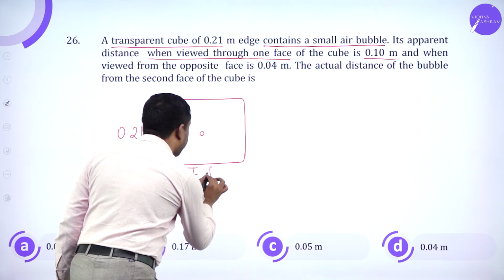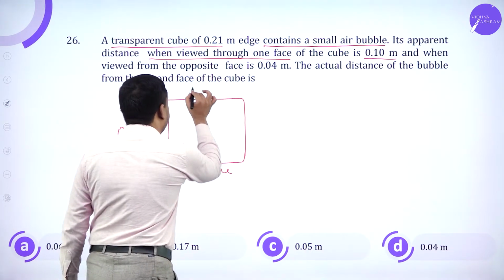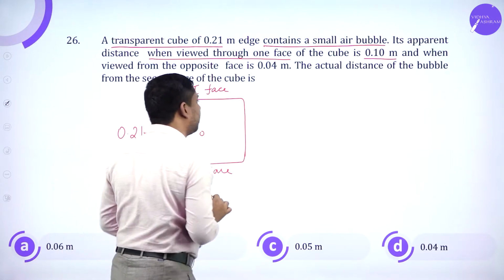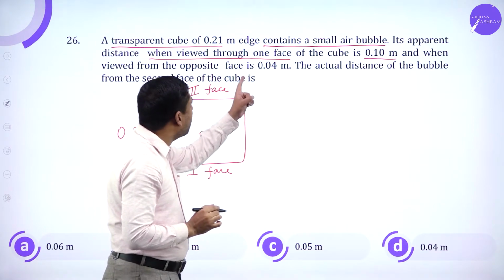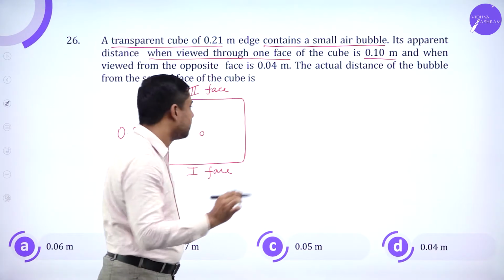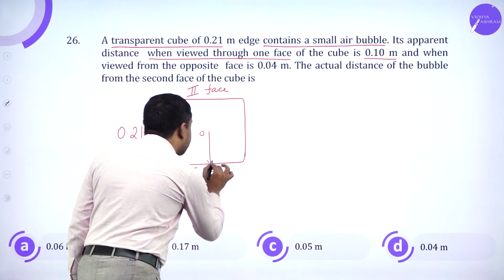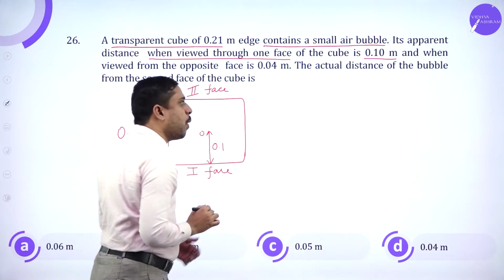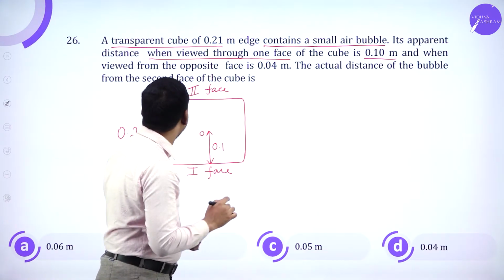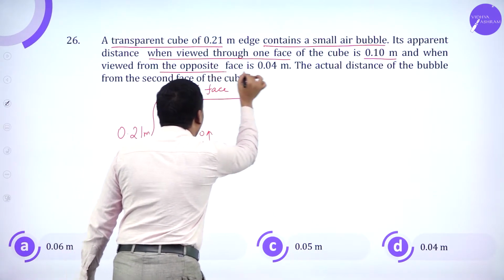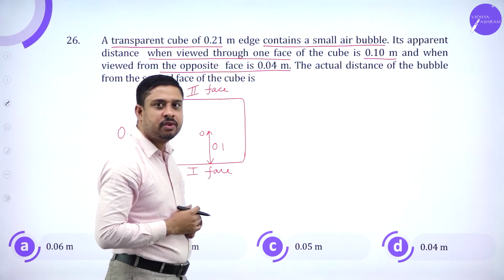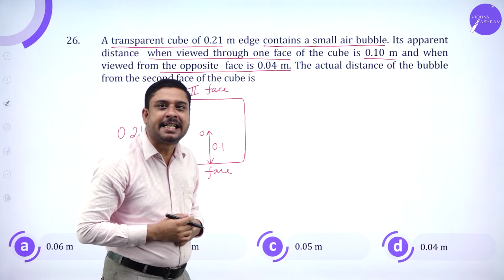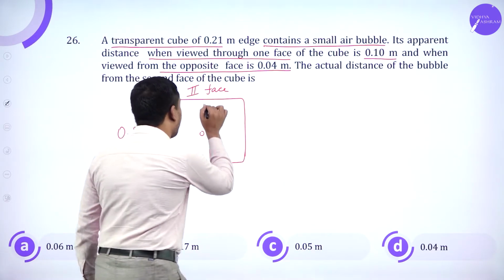I consider this as the first face. I consider this as the second face. From one of the faces, it appears to be at a distance of 0.1 meter. And when viewed from the opposite face, it appears to be at a distance of 0.04 meter.